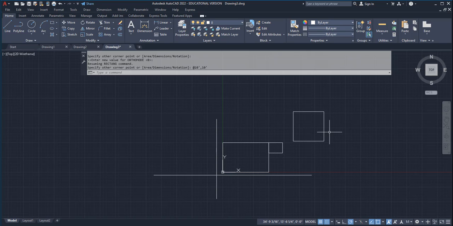Okay, so in that sense, it's very much like Rhino. Okay, so as long as you understand all that, you should be fine.